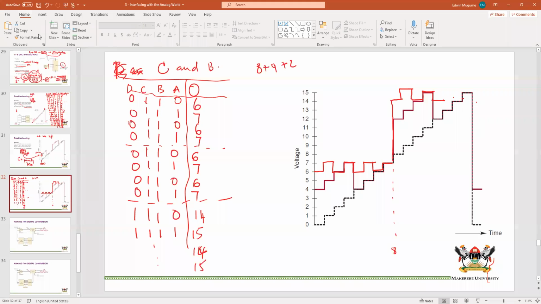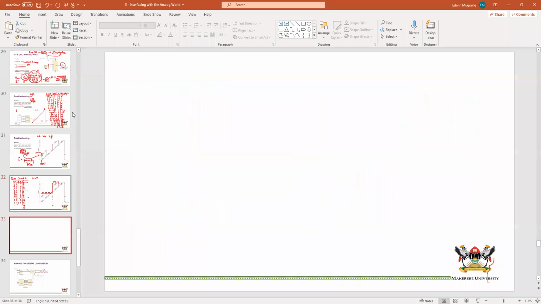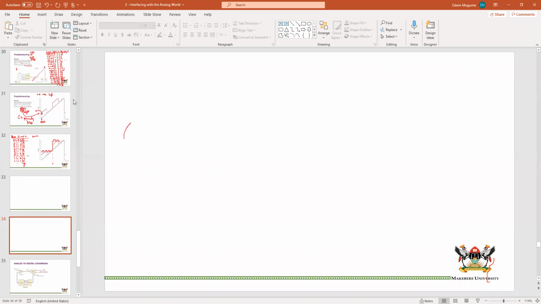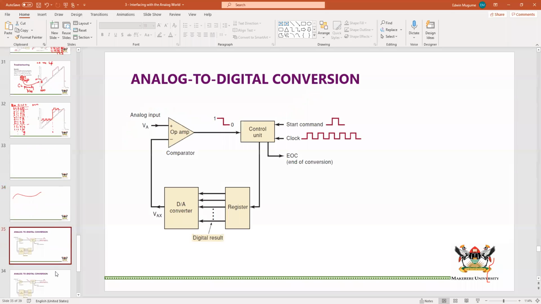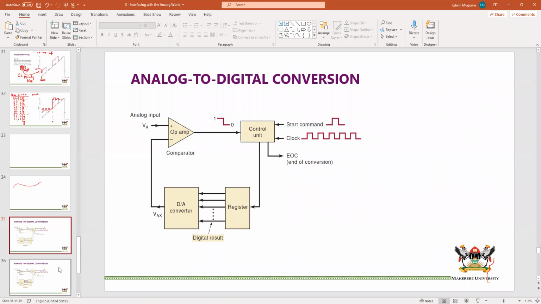There's something about data acquisition. For instance, we might have a signal like this, and before we get there, we can forget that. Let us look at analog to digital conversion. I'm going to take the next 20 minutes to explain this because it is a little bit more complex than the digital to analog converter, but it is not as complicated as it might sound.